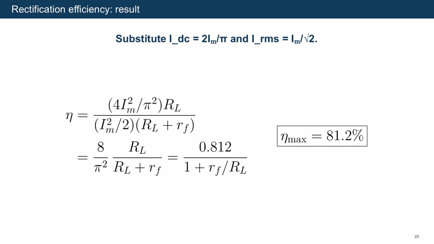Rearranging gives 8 over pi squared, multiplied by the fraction RL over RL plus RF. In the ideal limit, RF approaches 0, and the maximum rectification efficiency is 0.812, or 81.2%.